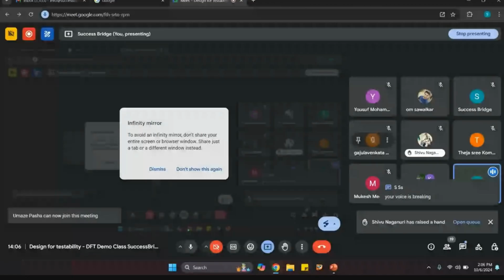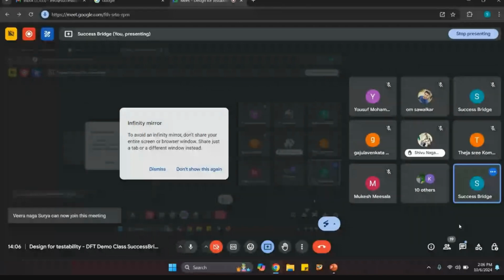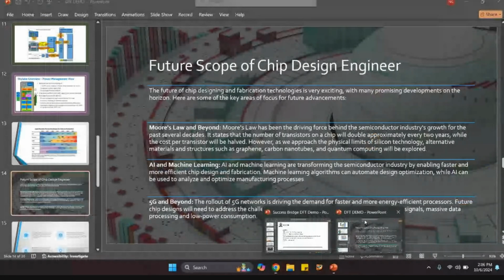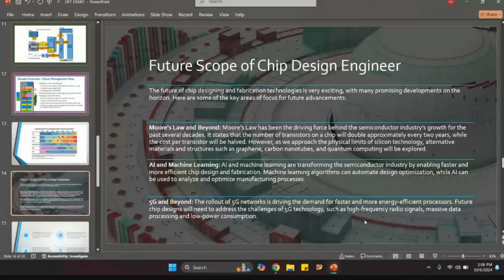Hello, sir. Yes. Sir, your voice is breaking. Am I audible? Am I audible? Your voice is audible, Kumar, but there is some gap in between. It was getting stuck. Since how long are you facing this? It was the previous 13th slide, I think. Okay. Okay.